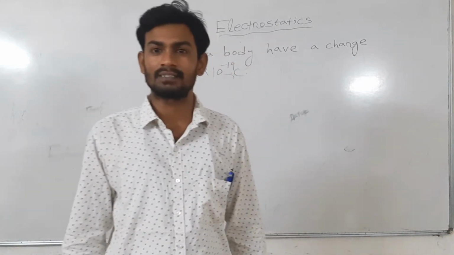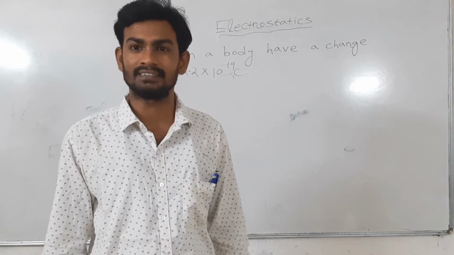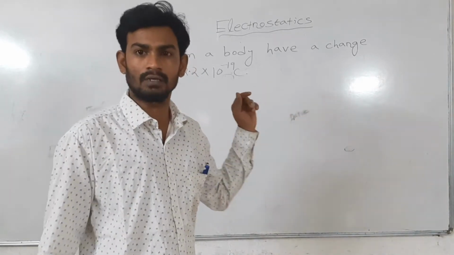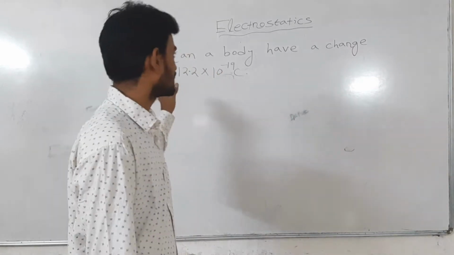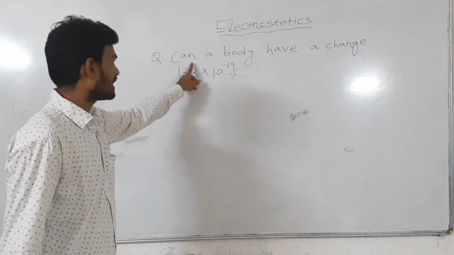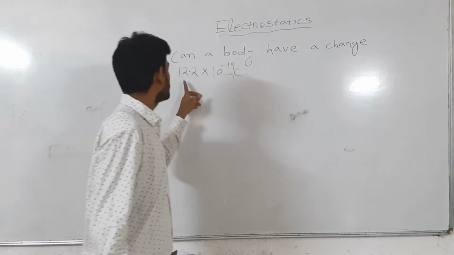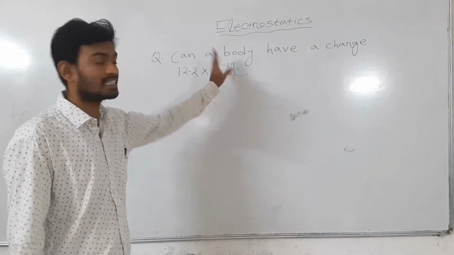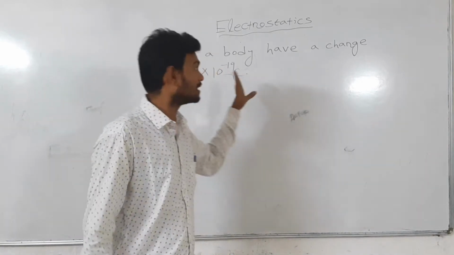In the previous class, I gave you a question based on the quantization principle of electric charge: can a body have a charge of 12.2 into 10 to the power minus 19 Coulomb? This is my question.